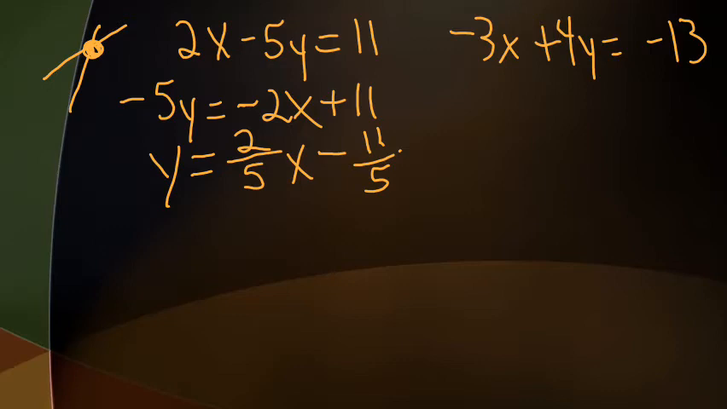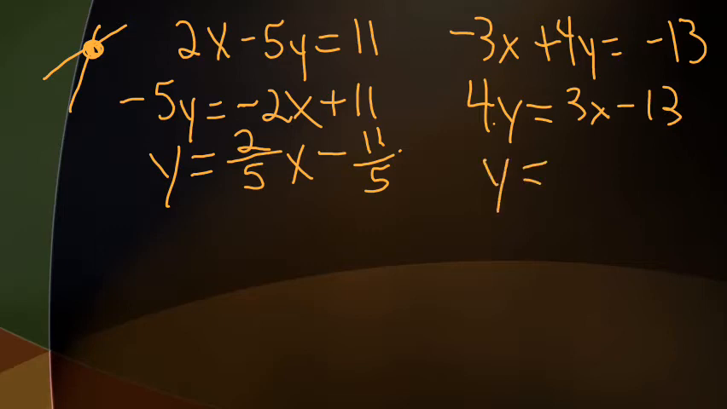Let's look at the one on the right. So I'm going to add 3x to both sides. So I've got now 4y equals 3x minus 13. I've got to isolate the y. So I'm going to end up with 3/4 x minus 13 over 4. Okay, so those are my two linear equations. We're going to move here to the next slide with the calculator.